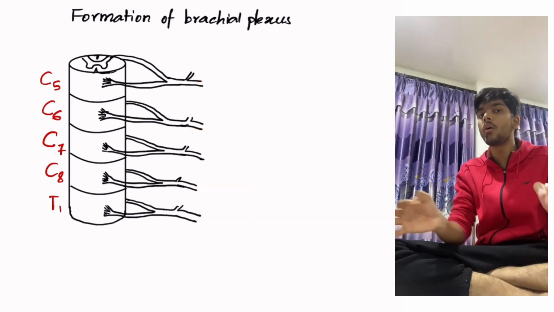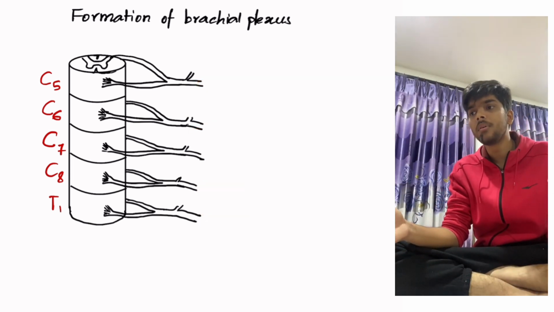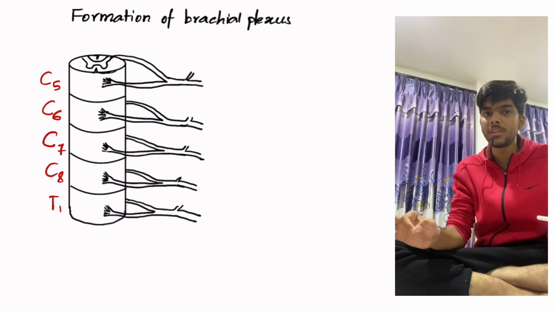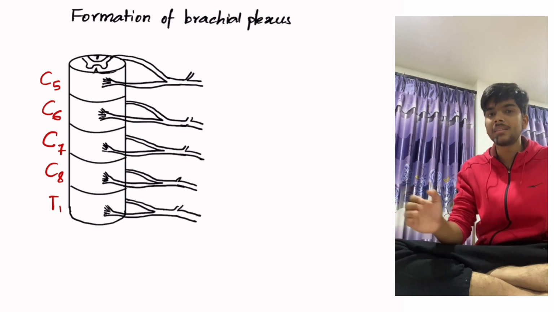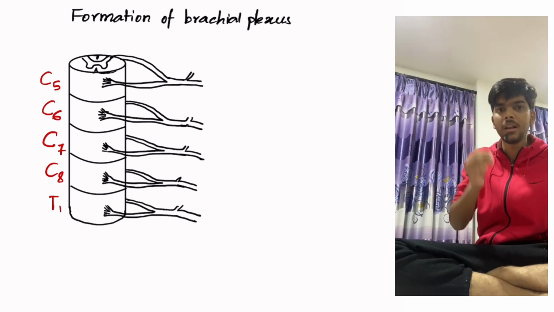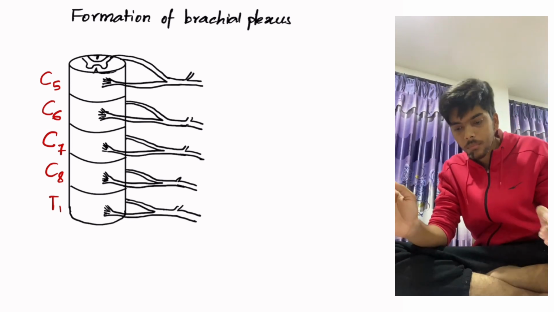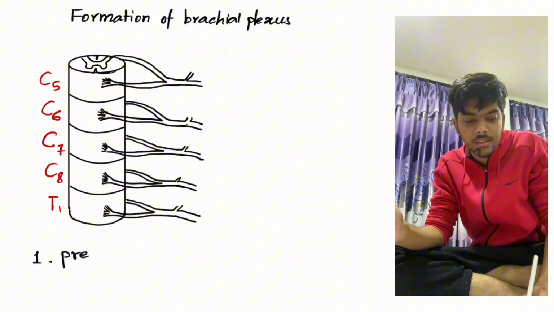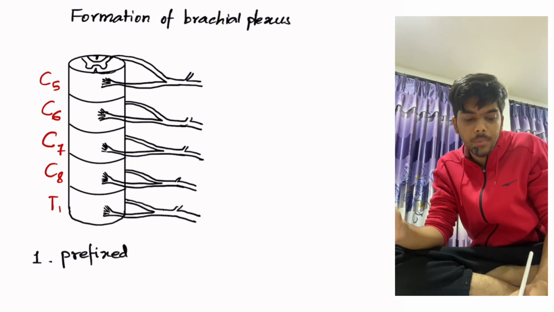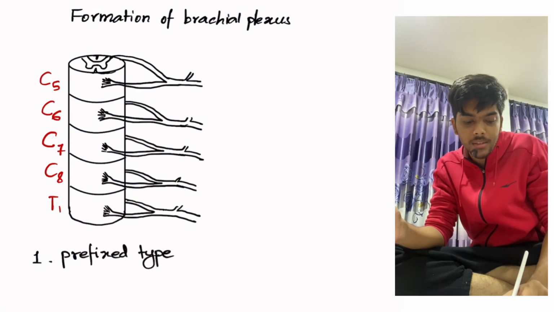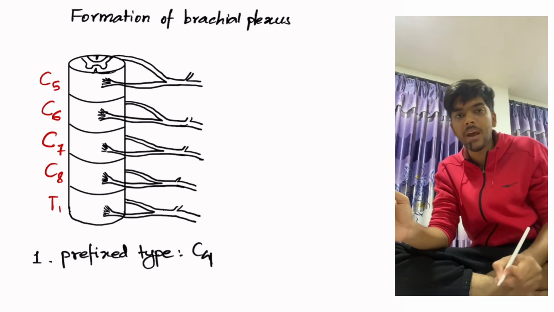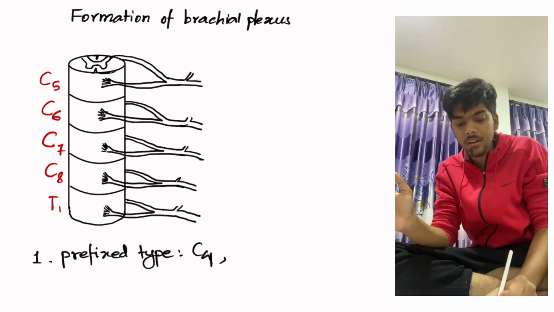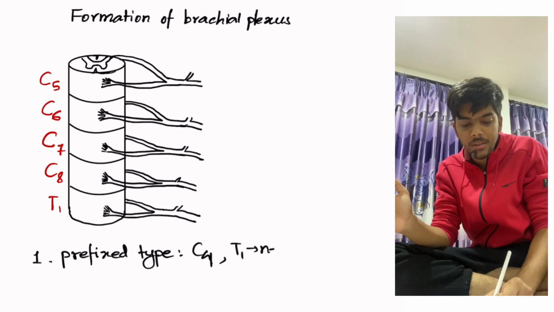This is a normal brachial plexus, but there are other types of brachial plexus where the segments involved, or the spinal nerves involved, shift by a level up or a level down. They are: number 1, prefixed type. In the prefixed type of brachial plexus, it's the C4 spinal nerve which contributes in the formation of brachial plexus, and the contribution of T1 is negligible.